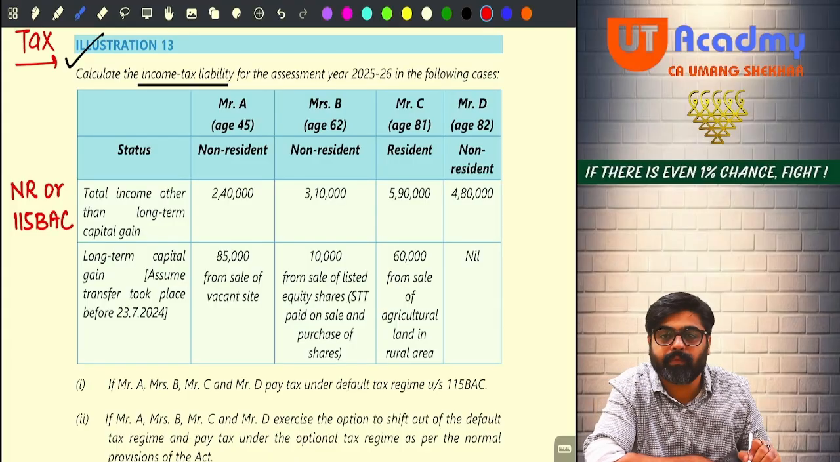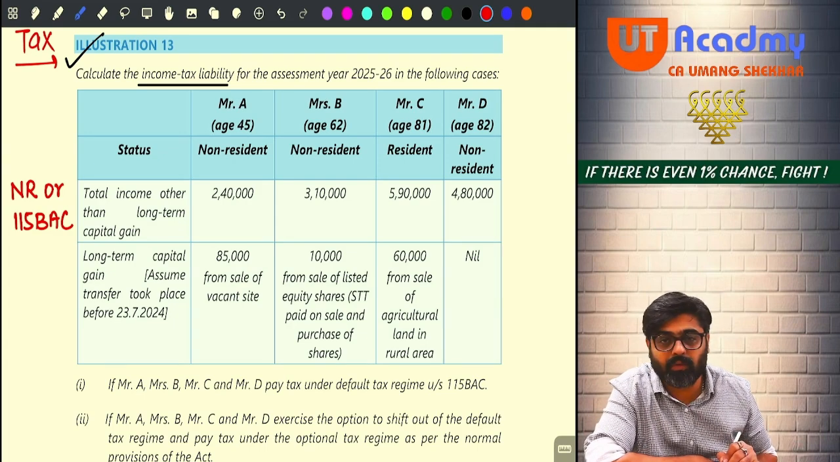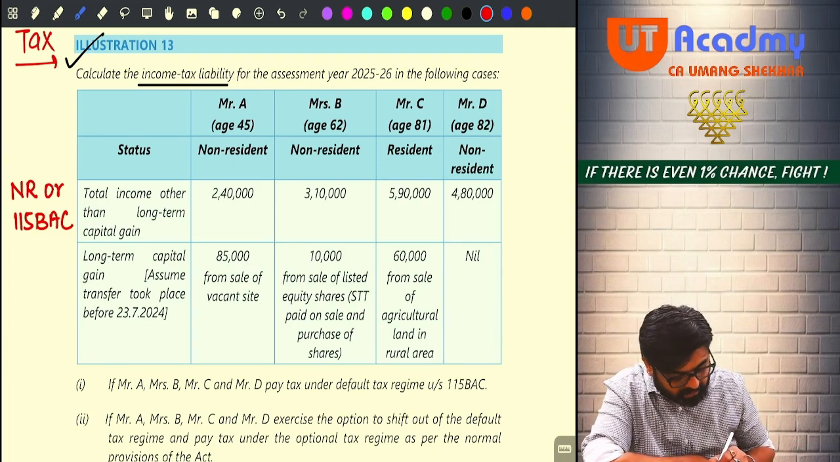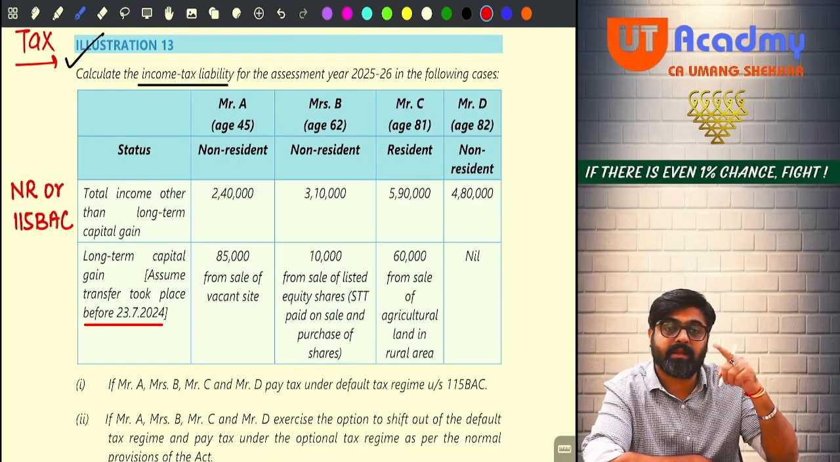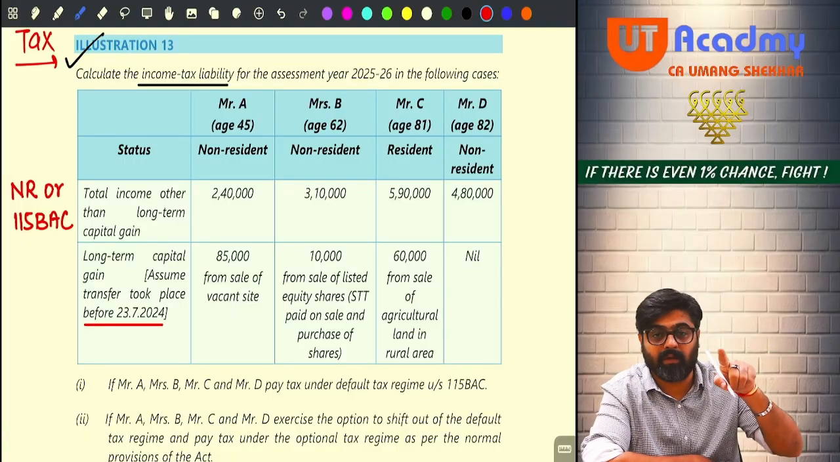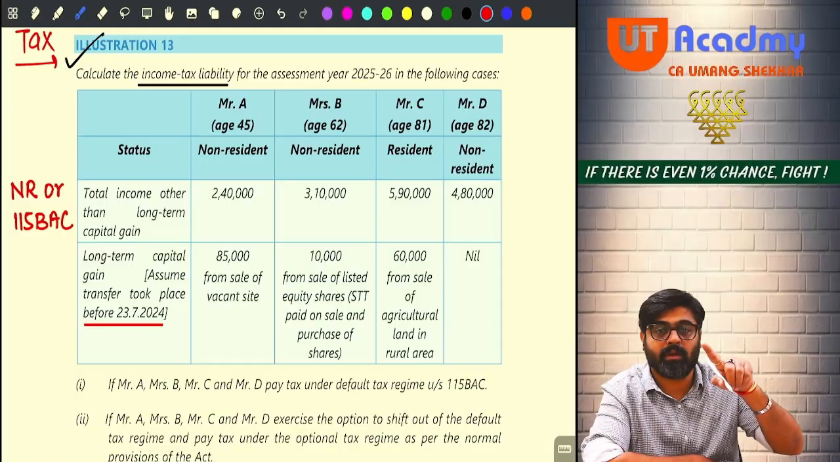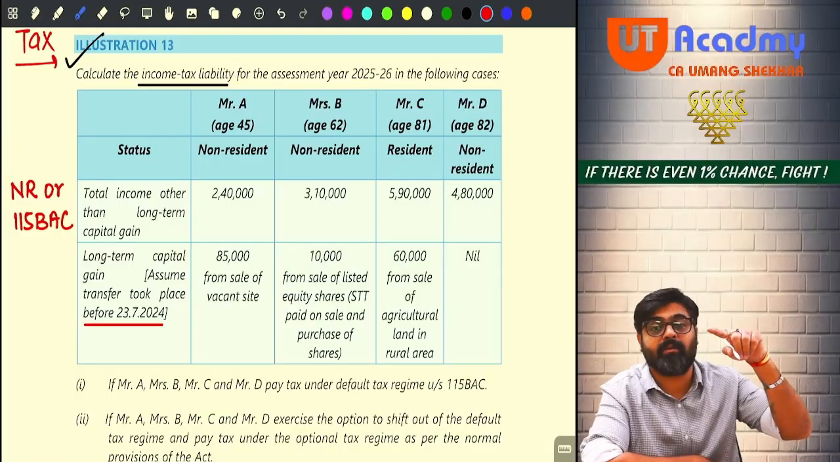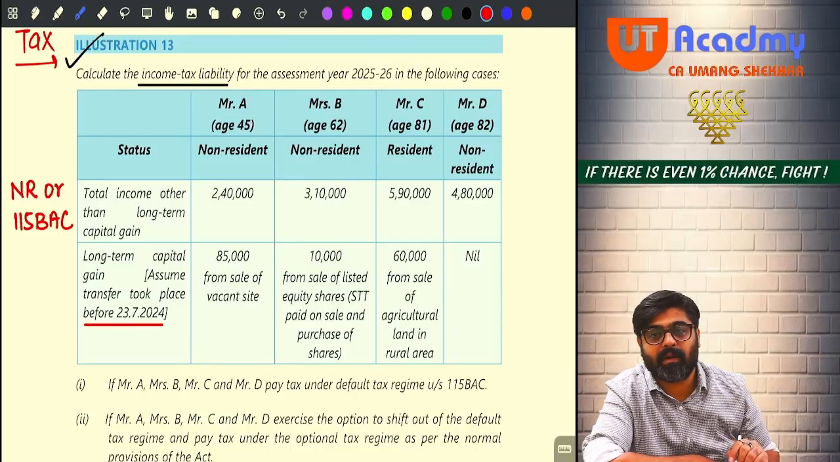Yes or no? And on the long term capital gain, which they are telling you, assuming that the transfer took place before 23rd July, meaning that the long term capital gain is calculated after taking indexation and all. So that long term capital gain at that time was taxable at the rate of 20%. Yes or no? But remember, for the first long term gain earned by Mr.